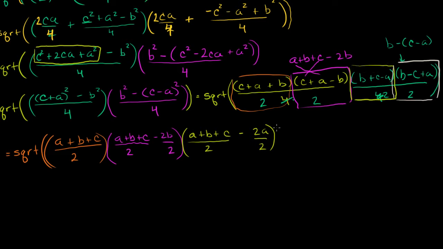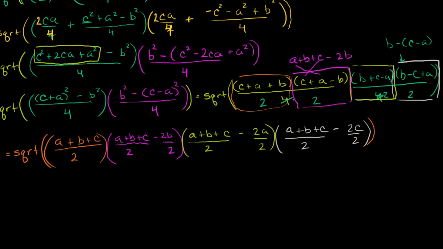That term right there is the exact same thing as a plus b plus c minus 2c, right? You take 2c away from the c, you get a minus c, and then you still have the a and the b. And then all of that over 2. You could write that over 2 minus that over 2. And of course, we're taking the square root of all of this stuff.